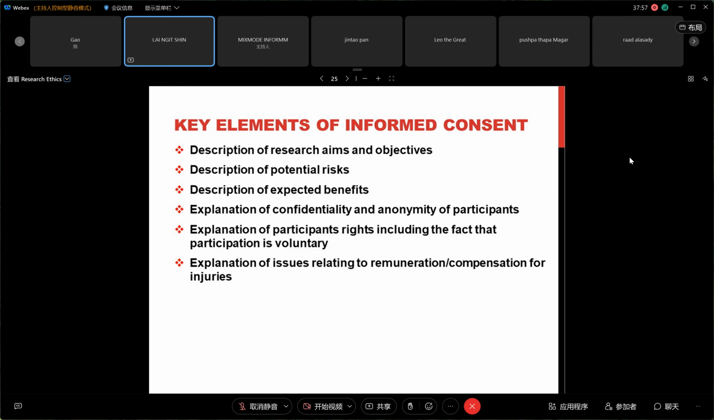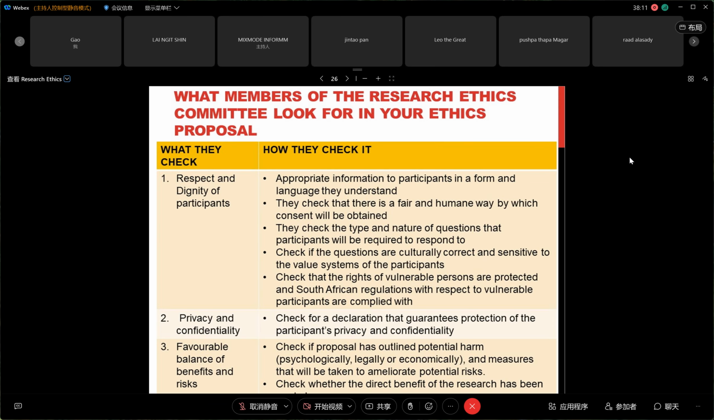When you design the human ethics application, you probably have to give all this kind of information also, including explanation of issues related to compensation for injury, and sampling. What will members of the research ethics committee look for in an ethics proposal? Respect for the identity of participants, privacy and confidentiality, and a favorable balance of benefit. Usually this is important.